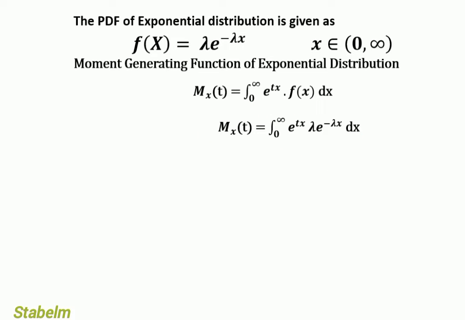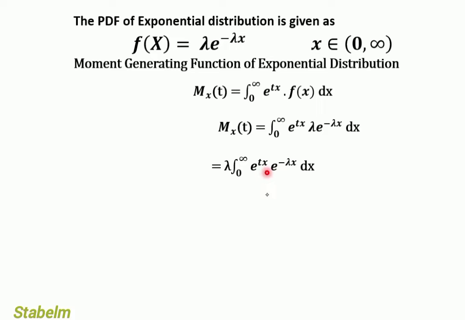We evaluate. We are integrating with respect to x, which means this lambda is a constant which has nothing to do with the random variable. As such, we take it out and we're going to have m subscript x of t equals lambda integral 0 to infinity exponential tx exponential raised to power minus lambda x dx. Now this is exponential, this is exponential.